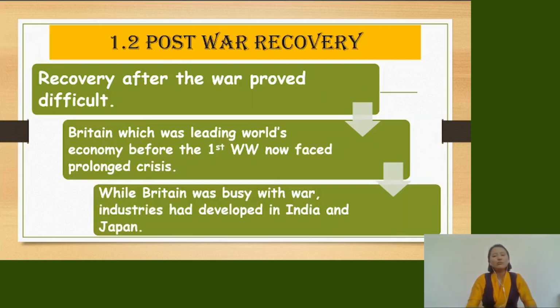The next subtopic that I'm going to discuss now is called post-war recovery. So post means after war recovery. Recovery means coming back to the normal state. So in this we are going to discuss a story of different countries, how they came to normal state after the First World War. So recovery after the war proved difficult.